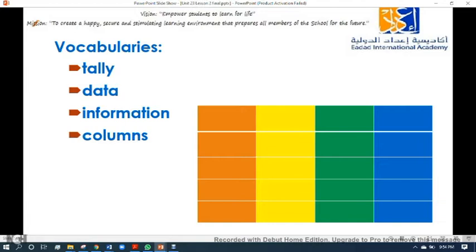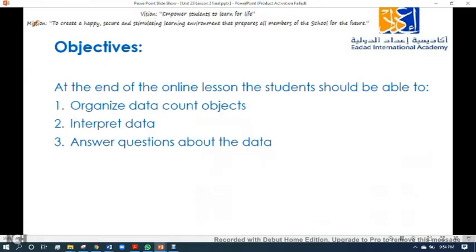Everybody gear up for your math class. Now you should be able to organize data to count objects, interpret data, answer questions about data. What do you mean by to organize data in counting objects? Meaning you will group the data that are the same all together, interpret data to find out which is more or which is less, and answer questions about data. We will have questions about what's more, what's fewer, just like what we did yesterday with the tally marks.